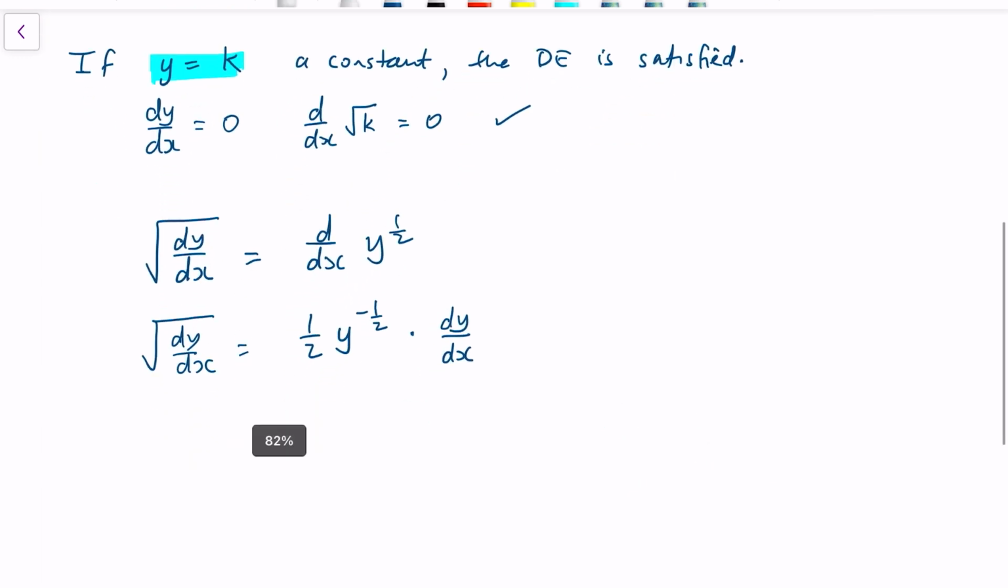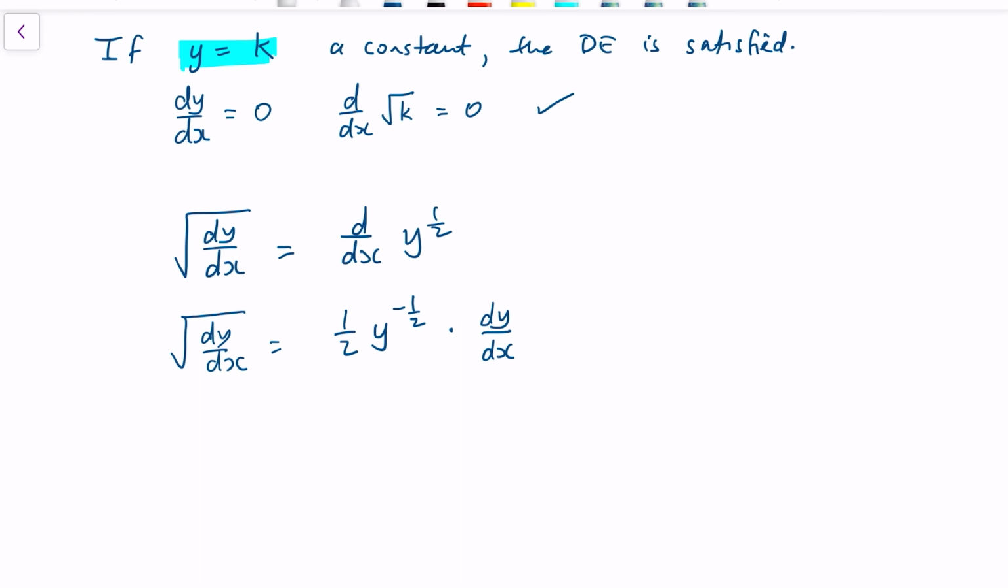Okay, the second thing is now we can square both sides. We've got dy/dx equals a quarter y to the minus 1. Squaring a half is a quarter. Squaring y to the minus a half, y to the minus half times itself, will give you y to the minus 1. And then (dy/dx) all squared.